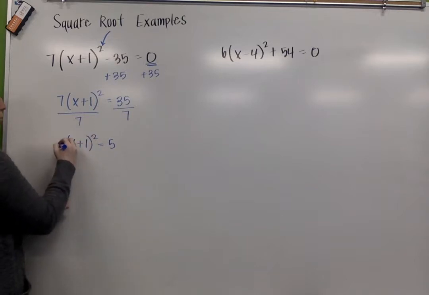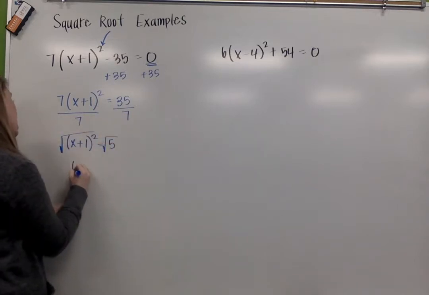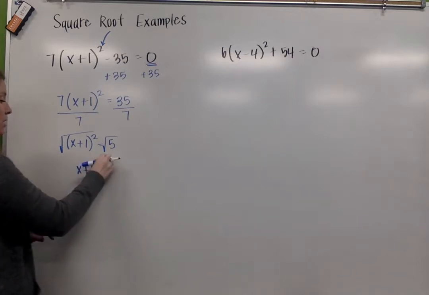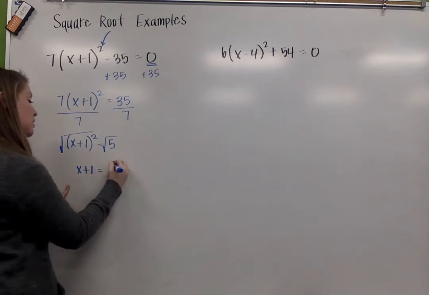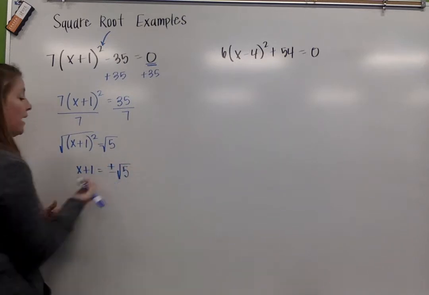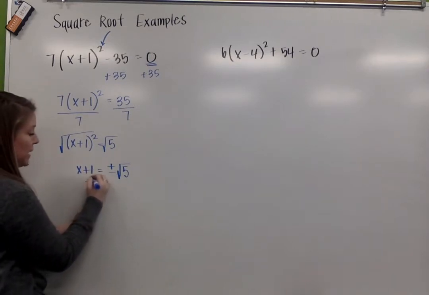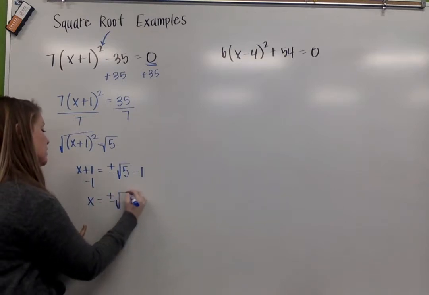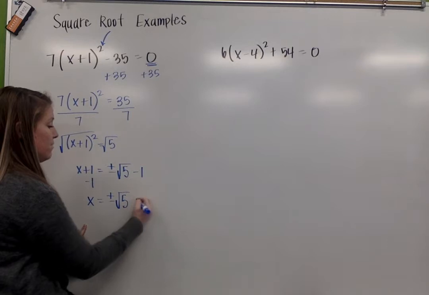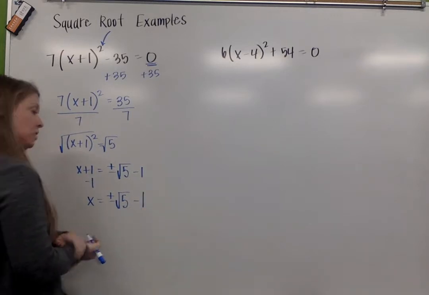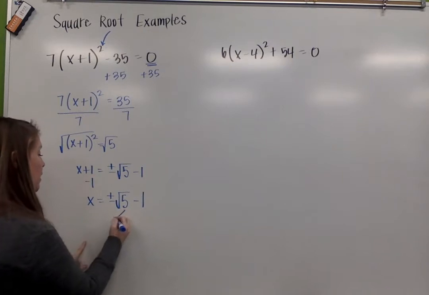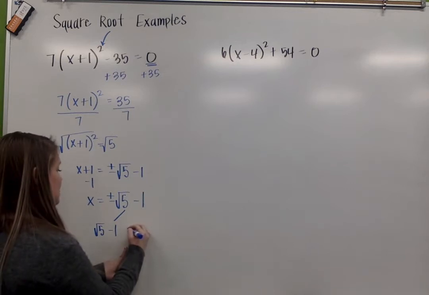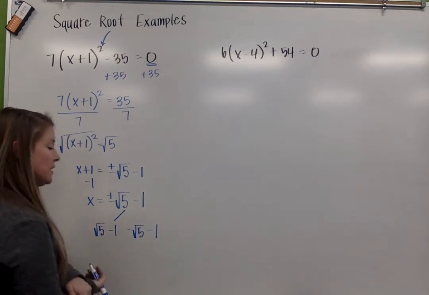Now I'm ready to square root, but this time that's not my final step. So when I take the square root, I'm left with x plus 1 equals plus or minus the square root of 5. And then to get x by itself, I'm going to subtract 1 from both sides. So I get plus or minus the square root of 5, minus 1. So my two answers are still there. I'm going to have the square root of 5 minus 1 and negative square root of 5 minus 1.